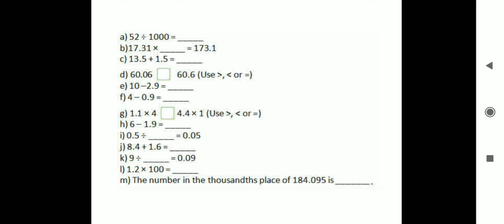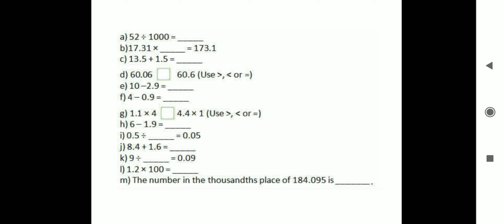Next is 1.1 multiply by 4, and on the other side we have 4.4 multiply by 1. Here I want you to multiply both and compare. I am not giving any hint. You have to work out this sum. After that we have 6 minus 1.9. It is very much similar to E and F.